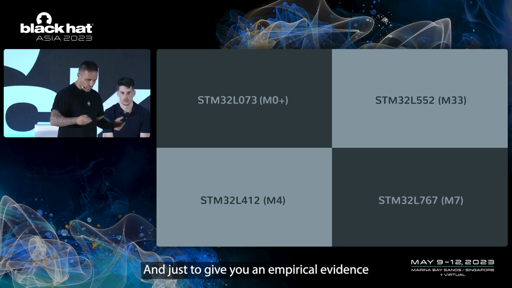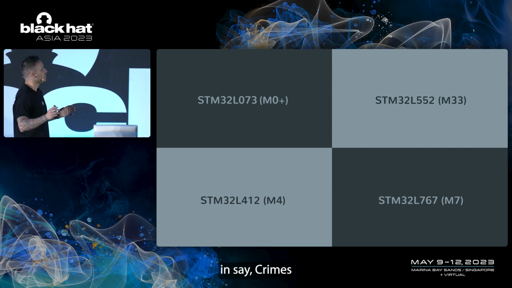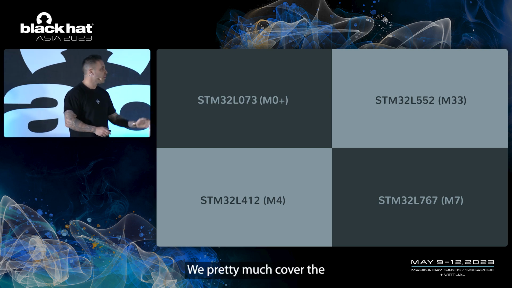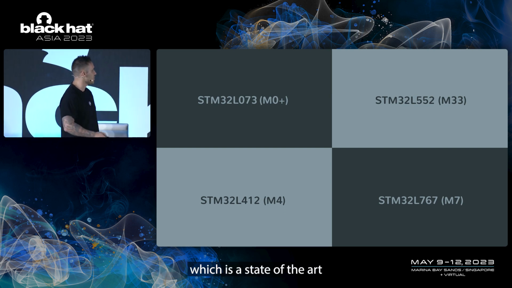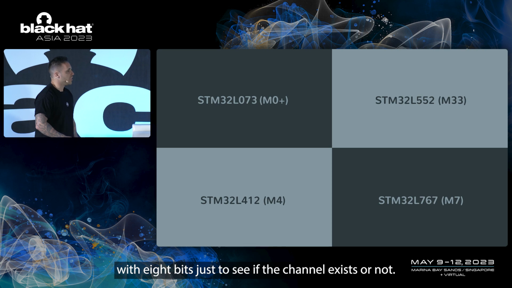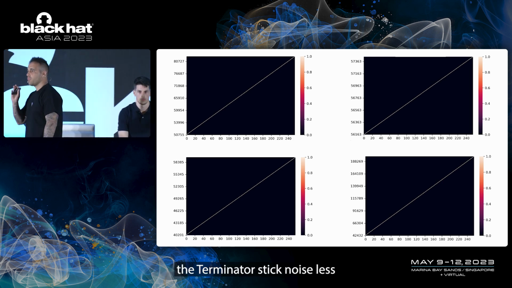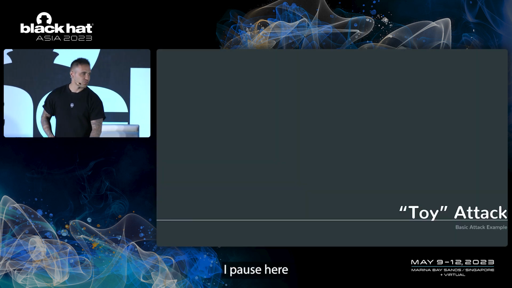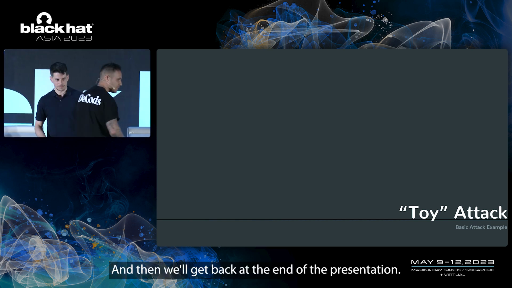And just to give you empirical evidence of the existence of this channel in several MCUs, we picked 4 platforms, with 4 MCUs from STMicroelectronics, a typical MCU vendor. We pretty much covered the full ARM spectrum, Armv7-M and also Armv8-M, which is state-of-the-art: M0+, M33, M4, and M7. We tried to mount a covert channel with 8 bits just to see if the channel exists or not. And as you can see here, we have a very clear, deterministic, noiseless channel in all of the MCUs. I pause here and hand it over now to Cristiano, who will provide more details about the attack. I will get back at the end of the presentation.